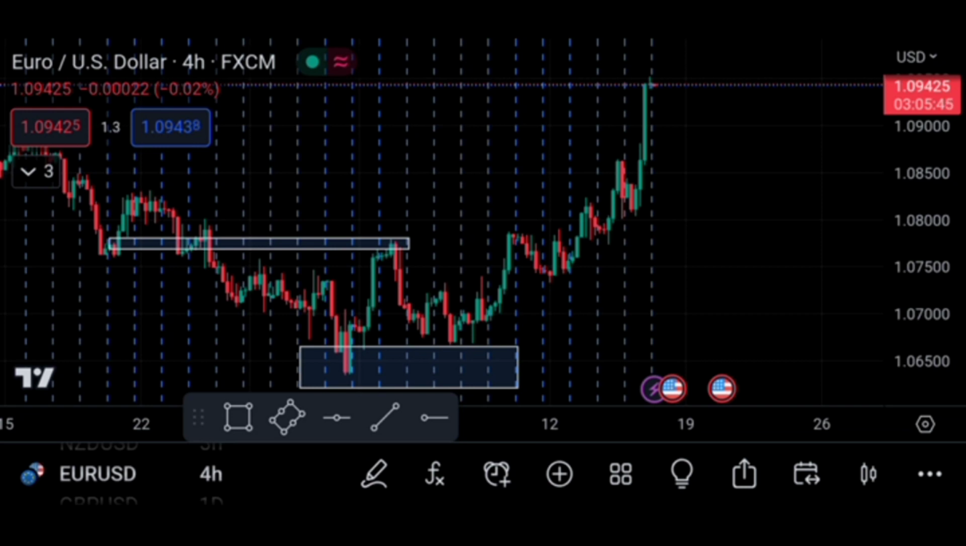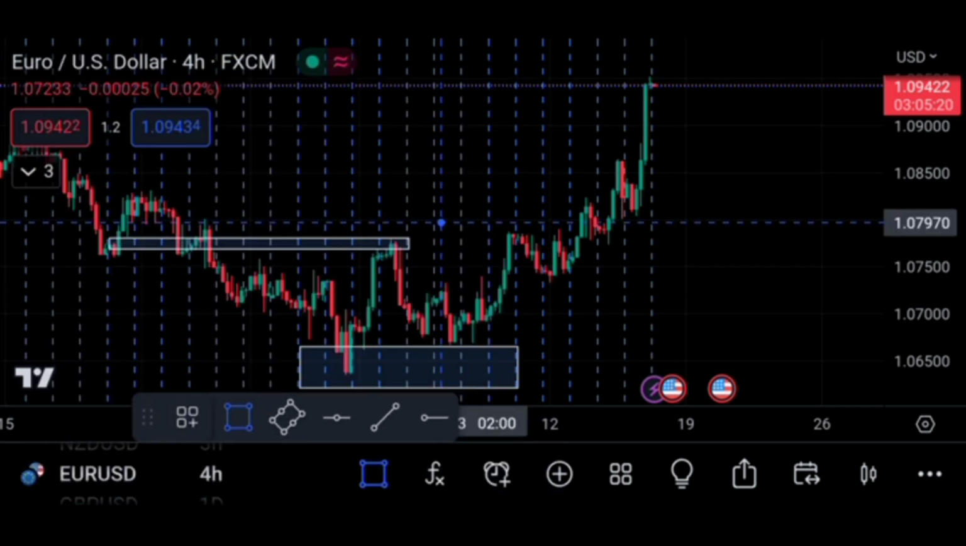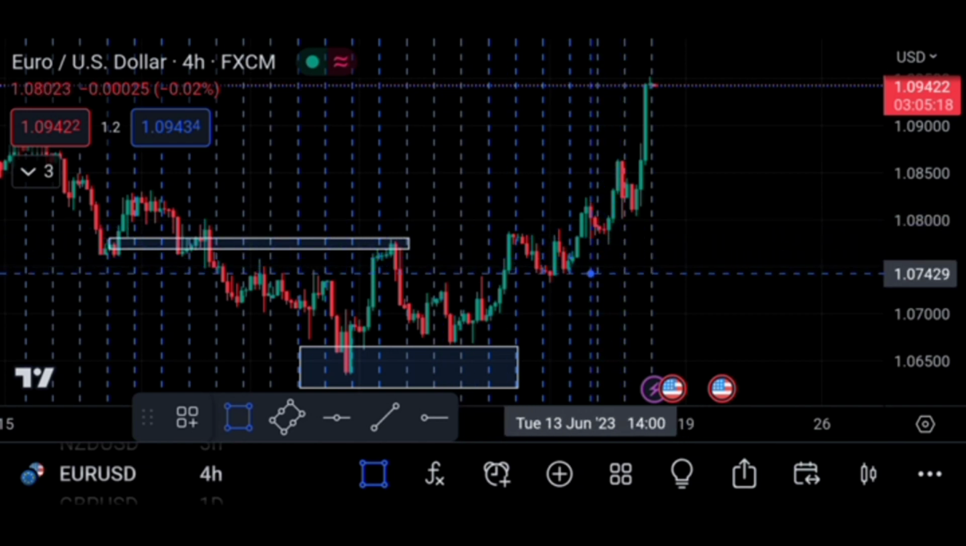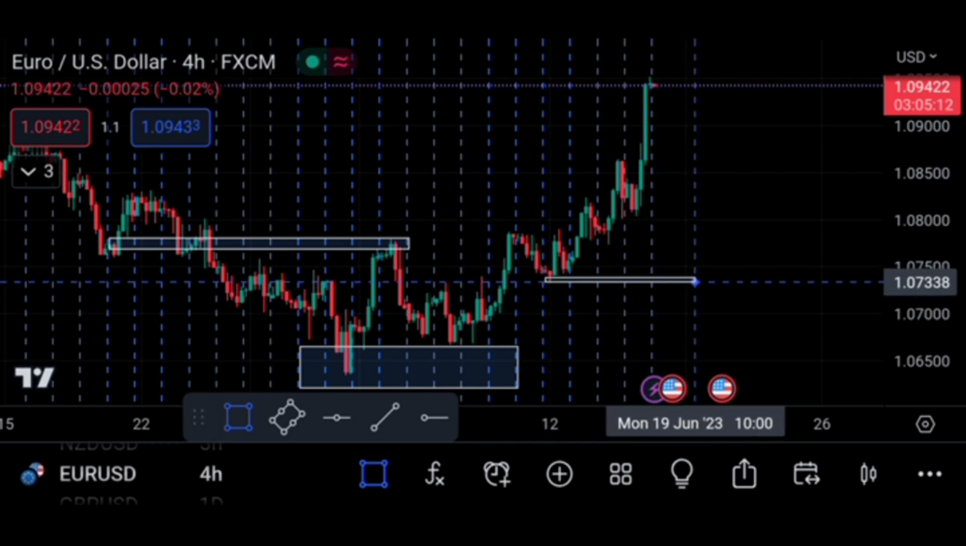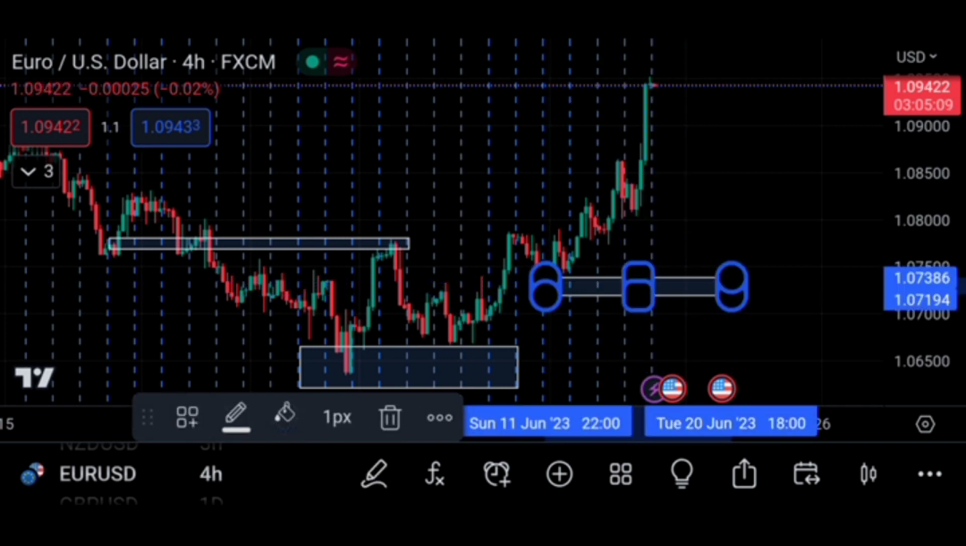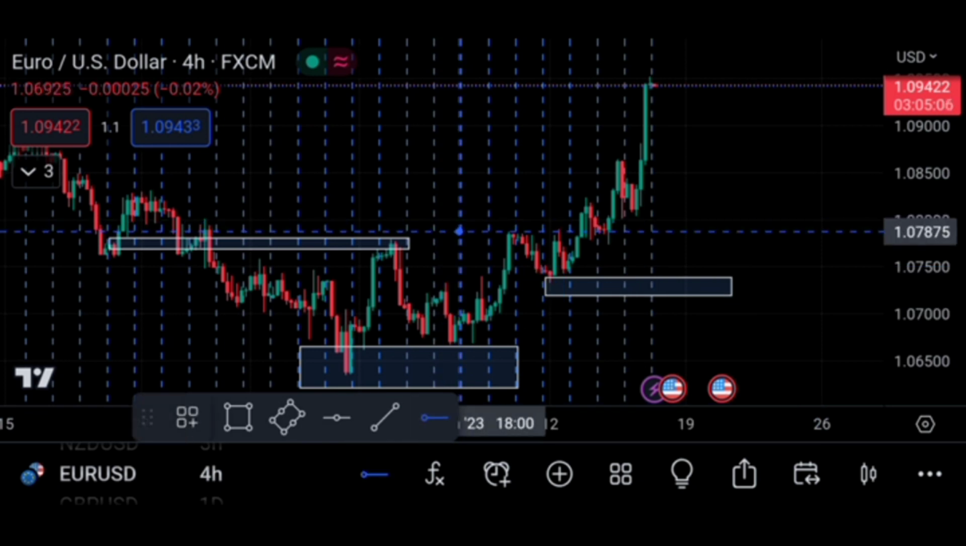Now that I've determined my direction, the next thing I do is mark my zones. I'll mark my support and resistance zones. In an uptrend, we have higher highs and higher lows, so I'm going to mark my higher highs and my higher lows here. These are my zones here.